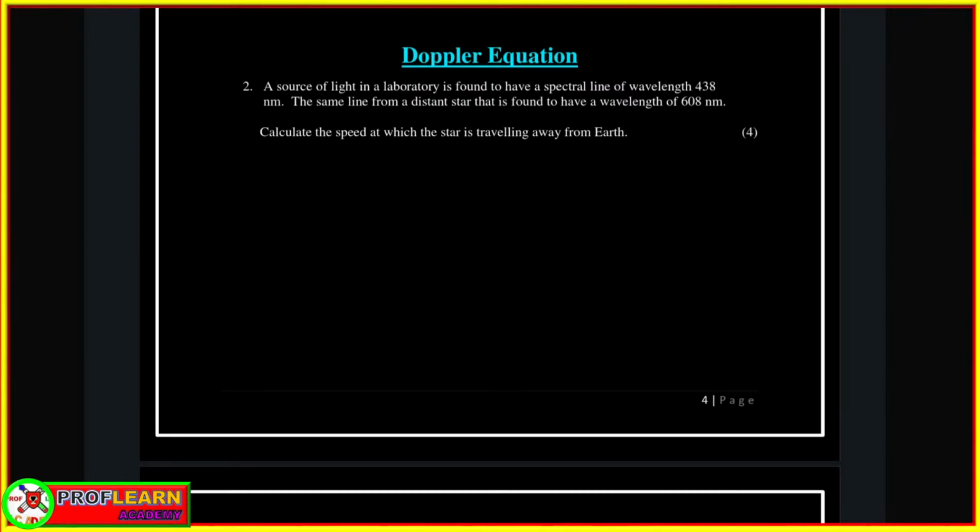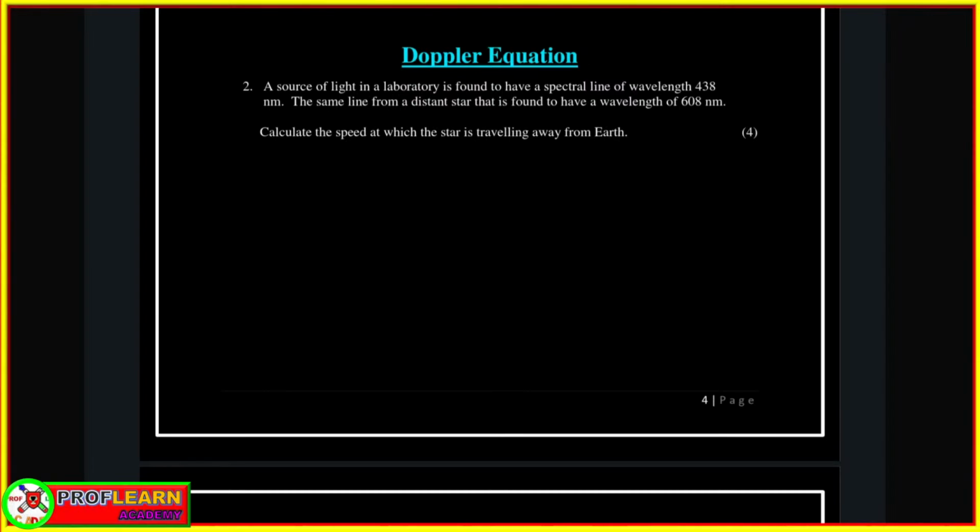Then the same line from a distant galaxy, that is the same light emitted from a distant star, is found to have a wavelength of 6 or 8 nanometers. That is nm. Nanometer means 10 raised to power negative 9. So we are supposed to calculate the speed at which the star is traveling away from Earth.